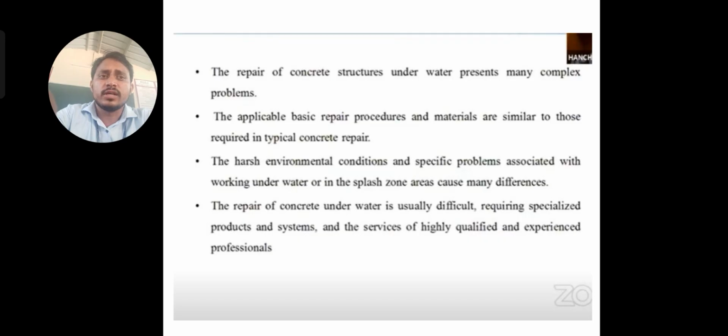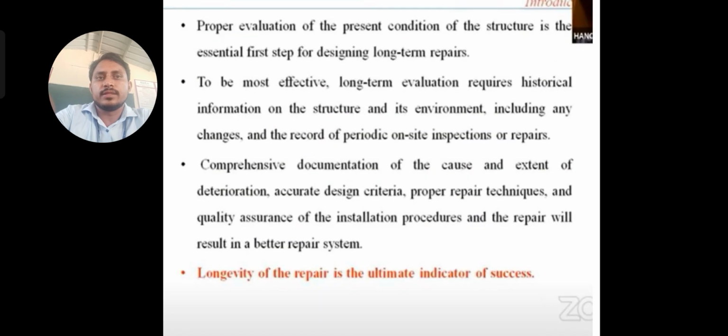The repair of concrete underwater is usually difficult and requires special products. We already discussed it. Underwater concrete structures have many complex problems, and it is difficult. So it requires specialized products and specialized systems. The service of highly qualified and experienced professionals is also required to do the repairs.